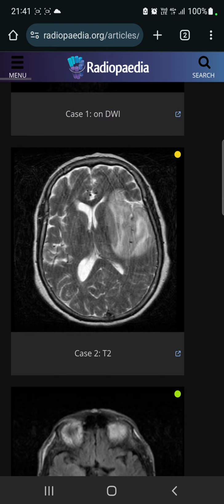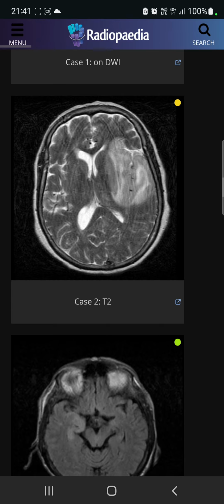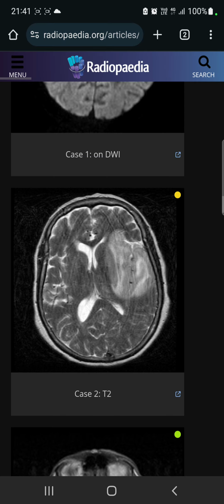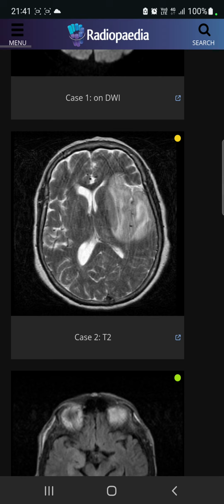Now it causes edema, as you can see right over here. It can cause hemorrhage and necrosis. On CT, it may be normal, but there may be a hypoattenuating area. Now, the T2 prolongation, as you can see here, may be in the medial temporal lobe, insular cortex, cingulate gyrus, and inferior frontal lobe.